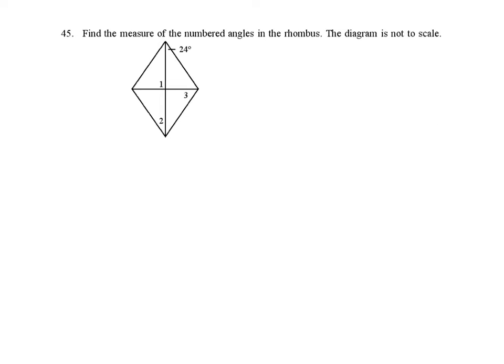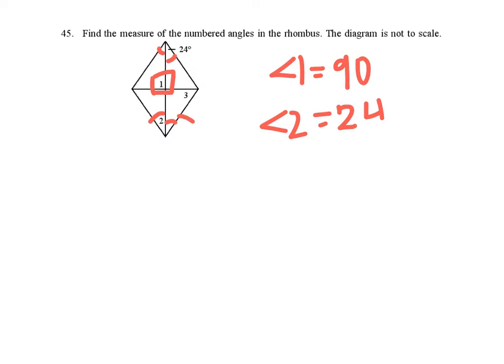Number 45 says, find the measure of the numbered angles in the rhombus. The diagram is not to scale. First things first, the center of my rhombus is always 90 degrees. So angle 1 equals 90. And then I know that these two angles are congruent and these two down here. So angle 2 is going to equal 24. And so is this little angle here.